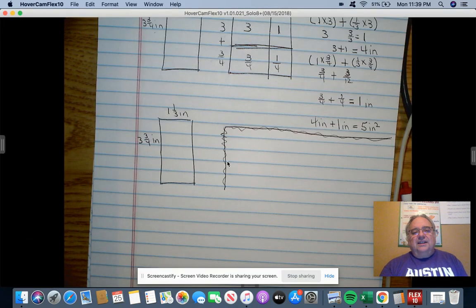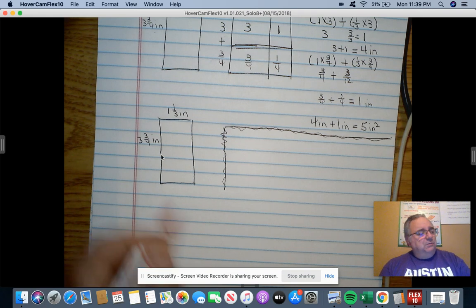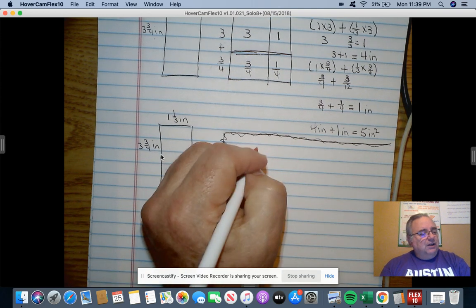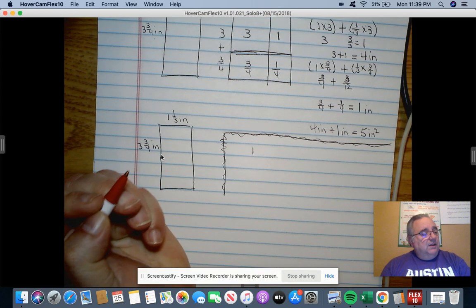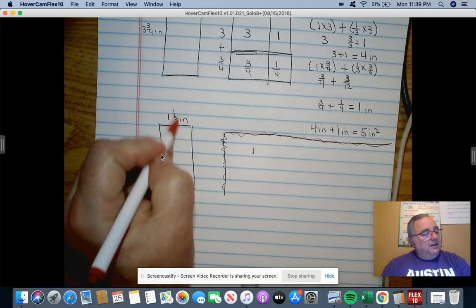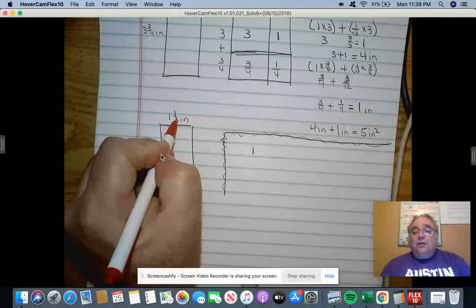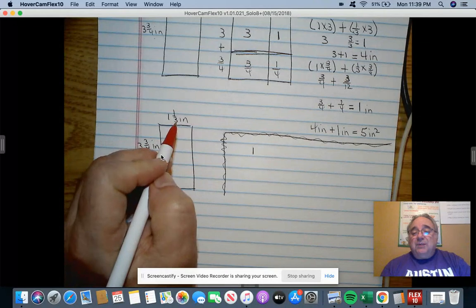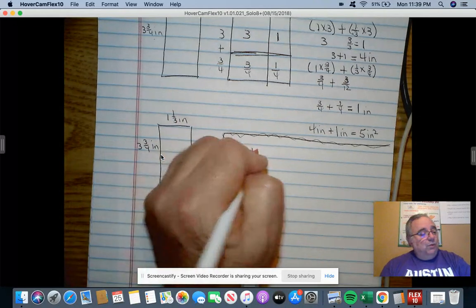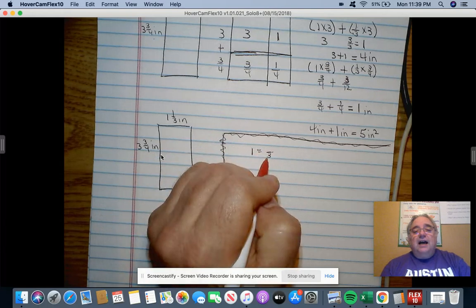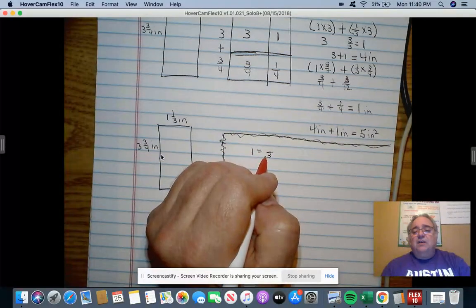Drew a little line here so we'll know that we're working with this one now. And what we're going to do is be converting these mixed numbers into fractions. So the first number we're going to look at is 1. We also know that we're going to be doing it in thirds because I have the fraction 1/3. And in order to add them, I have to keep like terms. So 1 is equal to how many thirds? How many thirds does it take to make 1?